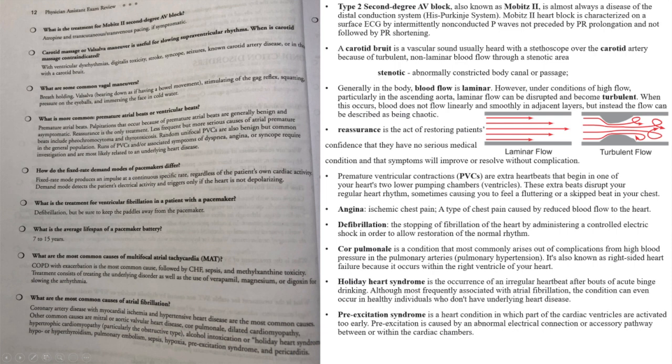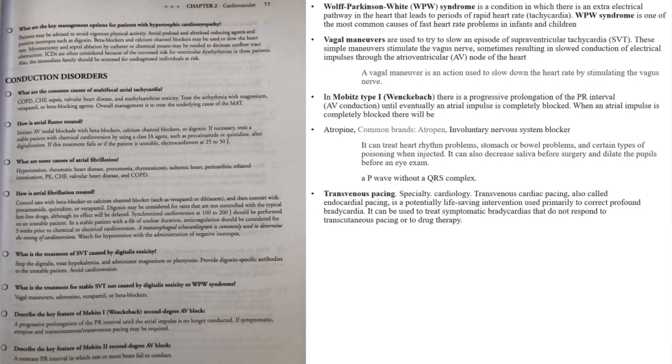So they're intermittently non-conducted P waves not preceded by PR prolongation. And not followed by PR shortening. It's a constant PR interval in which one or more beats fail to conduct. Versus Mobitz 1 prolongation. Okay.